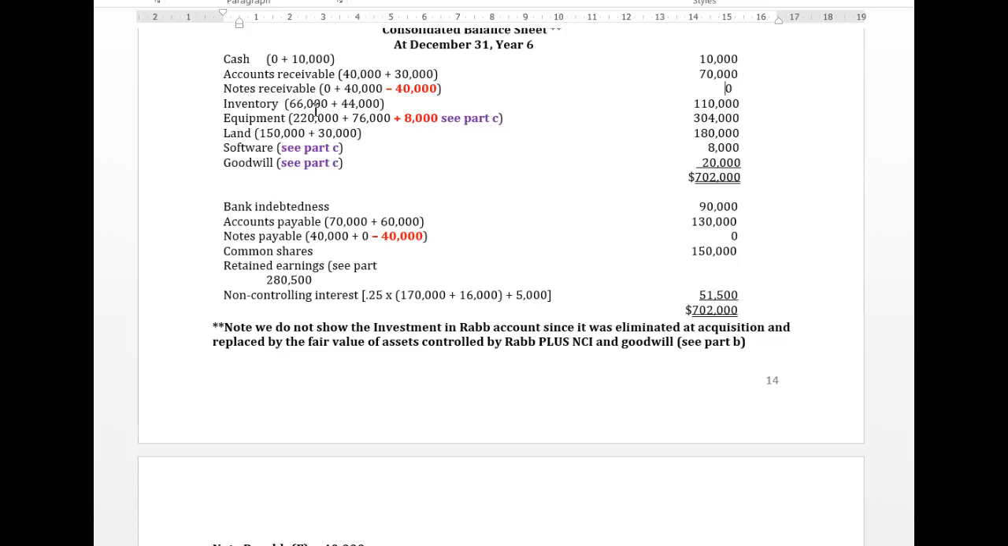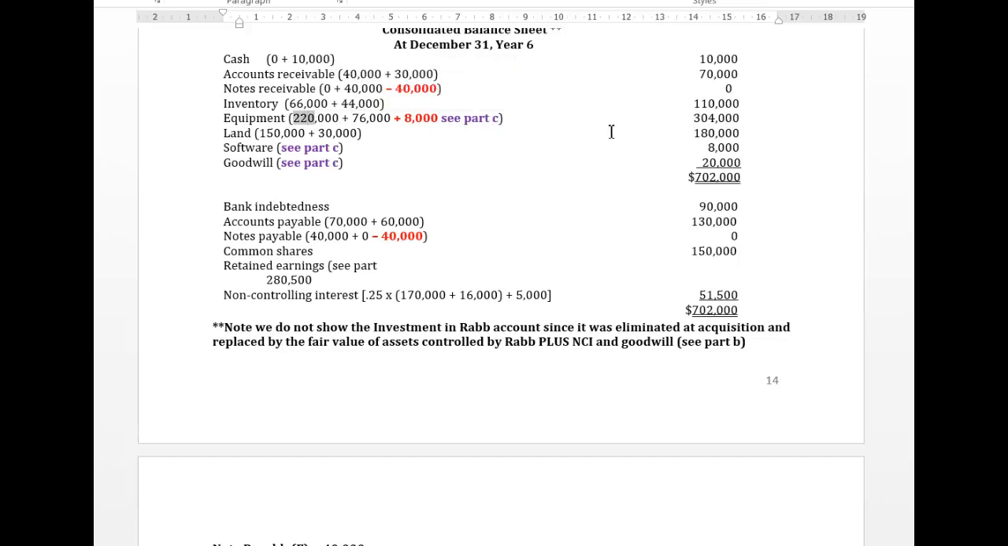You can see with the inventory in year 6, no adjustments to make. You've got the inventory of the parent Foxx added to Rabb's to give you 110,000 on the consolidated statement. Now this can get tricky right here. That's why I said see Part C. Here we come again with that Part C.